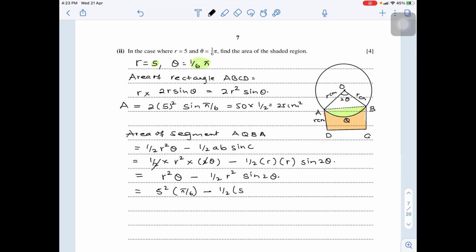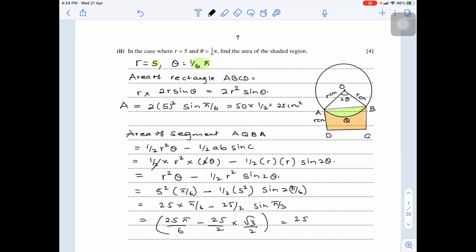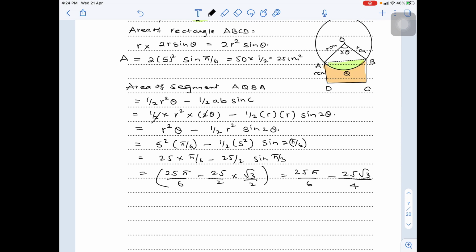R is 5, so 5 squared theta is pi over 6, minus half 5 squared sine 2 times pi over 6. So 25 times pi over 6 minus 25 over 2 sine pi over 3. So I can write 25 pi over 6 minus 25 over 2. Sine pi over 3 is root 3 over 2. So 25 pi over 6 minus 25 root 3 over 4.